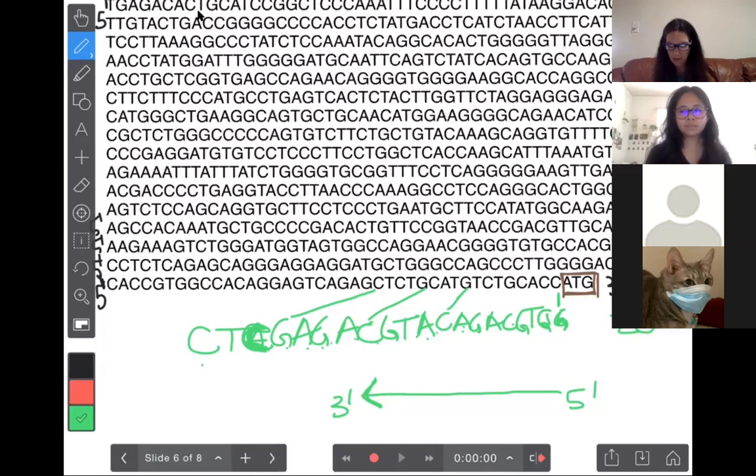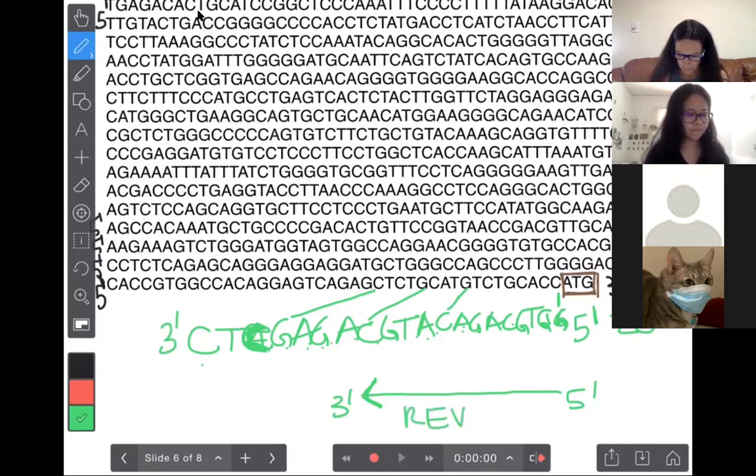Okay, so my sequence is good. All right. So we're just making the reverse primer because it's going that way. Since we read left to right, we call the ones going this way forward and the ones going against how we read reverse. So let's see.